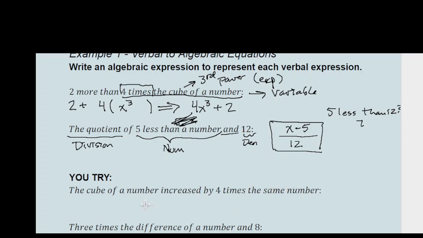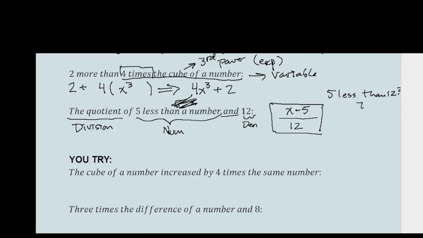You can stop the video, try these 2, and when you come back, we will revisit that. All right, I'm assuming you tried this. The first one says the cube of a number increased by 4 times the same number. A number is my x, so we're going to go x cubed, increased by means you're adding something to this, and then 4 times the same number. The same number is still x, and 4 times means you're multiplying by this. So let's put that together and make it look normal.